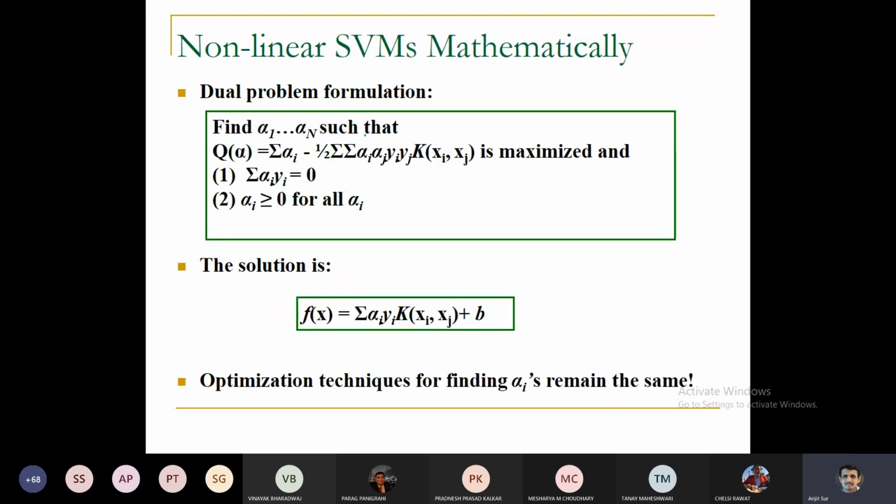Now for nonlinear SVM, mathematically, the dual problem formulation we can say is maximized, and now we put a k here, and the rest is the same. The solution is basically where we put a k of this. The optimization technique for finding alpha remains the same. Okay, so this is the idea.